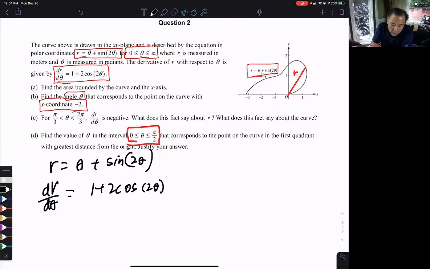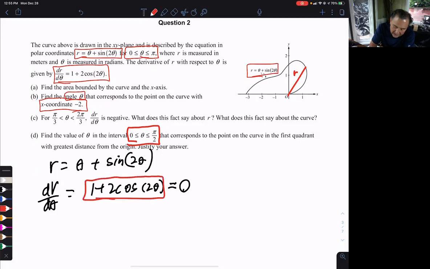Well, cosine's always defined. We don't have to worry about being undefined. So we set that equal to 0. And this is number 2. It's a calculator question. So in your calculator, I would plug this in as y1. And 0 is the x-axis, right? I would just find where it crosses the x-axis. If you plug that in your calculator, you're going to find that it occurs at one place. That's going to be at theta equals pi over 3.